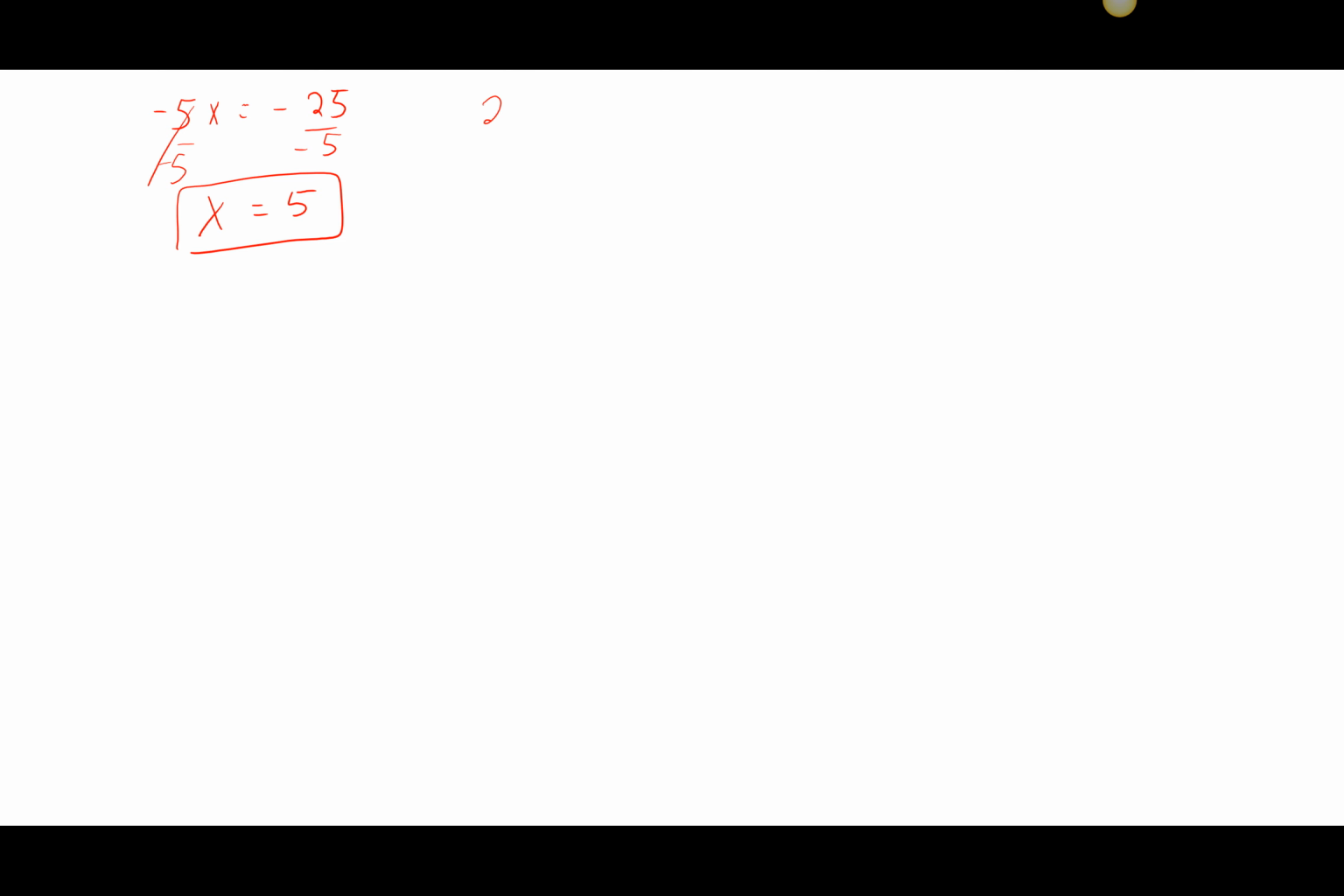What about this one? 27 equals minus 3x. So this one, we're going to divide both sides by minus 3. So our x is going to equal minus 9.